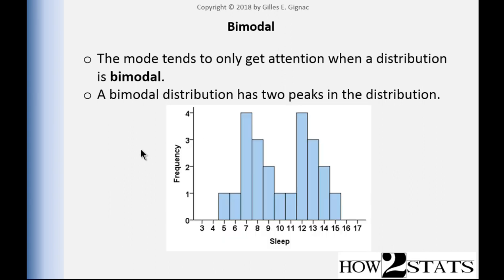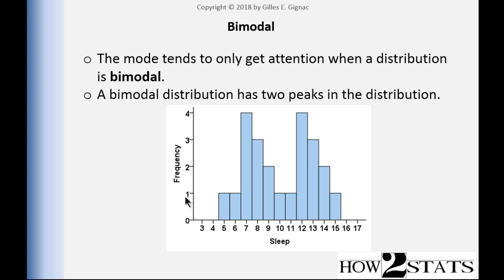This is a perfectly symmetric bimodal distribution because I just added a value of 5 or 6 or 7 to the sleep data. You can see that there are 2 peaks in the histogram, and this implies that there are 2 modes, 2 frequently occurring observations in the data file.